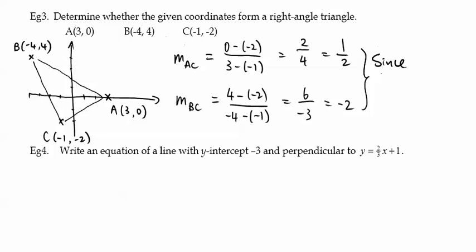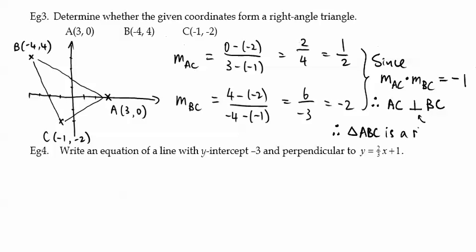Since these two slopes are negative reciprocals of each other, or in another word, since the product of these two slopes will give us negative 1, therefore the line from A to C and the line from B to C are perpendicular. This is the sign for perpendicular. And therefore, triangle ABC is a right angle triangle.